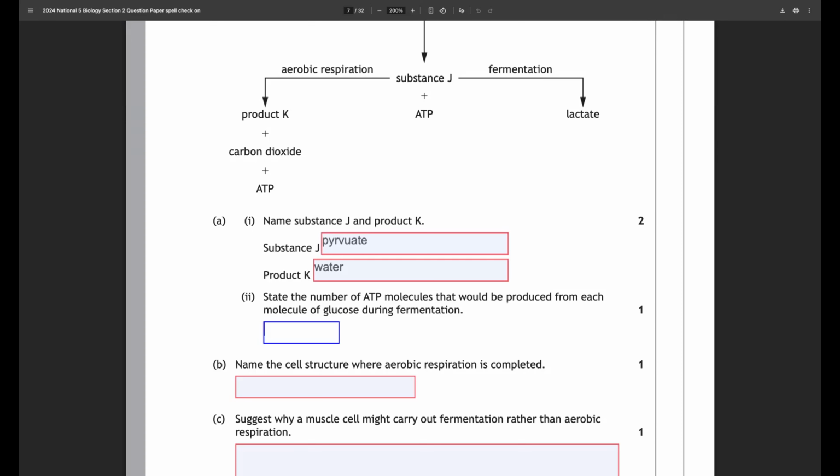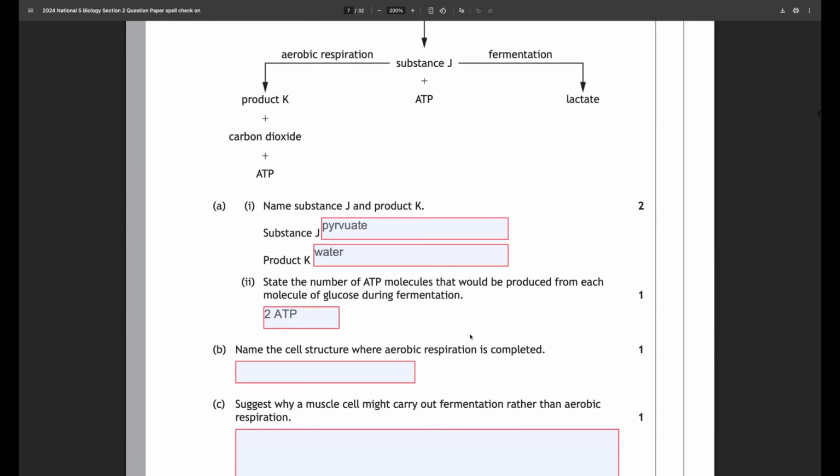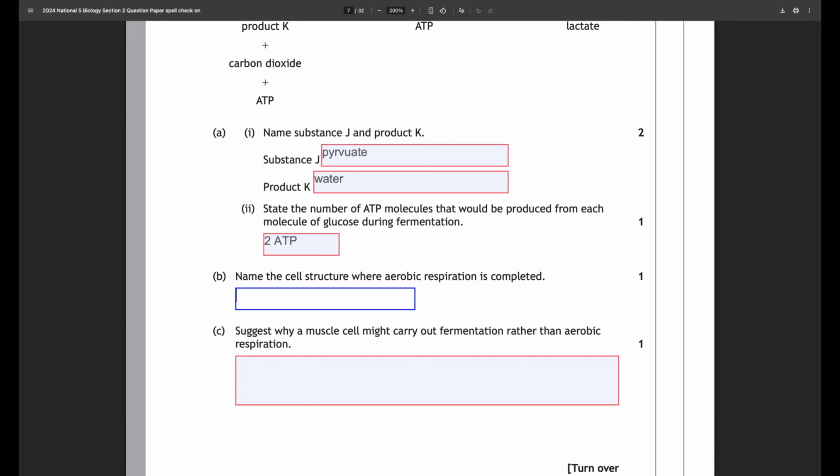Part 2, state the number of ATP molecules that would be produced from each molecule of glucose during fermentation. So we know that for fermentation, there is no second stage producing ATP. In aerobic respiration, the second stage produces a large number, but in fermentation, there is no ATP made. The only ATP made during fermentation happens during the first reaction, where glucose is broken down into pyruvate, and as well as 2 molecules of pyruvate, we also produce 2 molecules of ATP. Again, that's just a memory one. You need to know that 2 ATP are made in that first breakdown reaction.